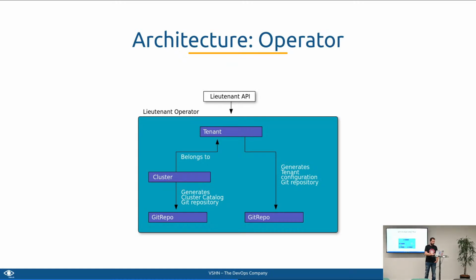To access all this information, you can either use the Kubernetes API directly, or there is a lightweight layer in between. That's the Lieutenant API. That's a RESTful API which allows for easy access to tenant and cluster objects to have an easier means of developing against this tooling.